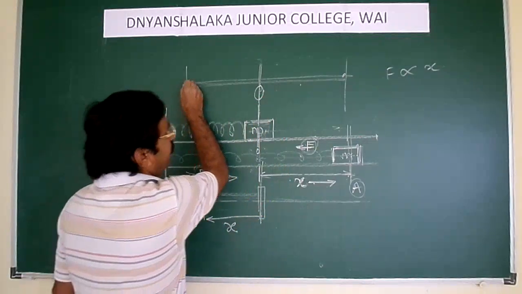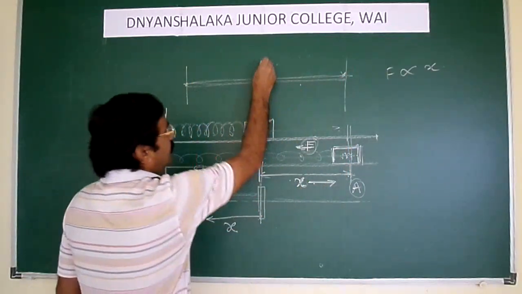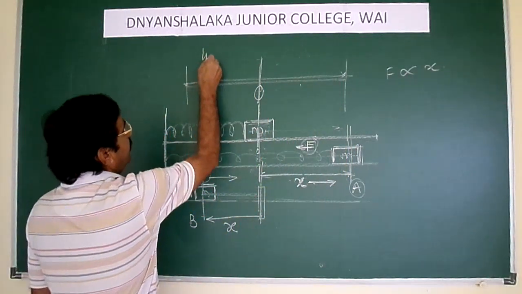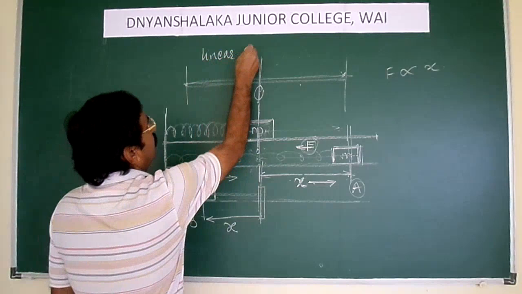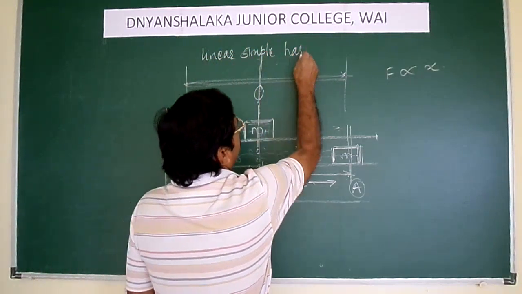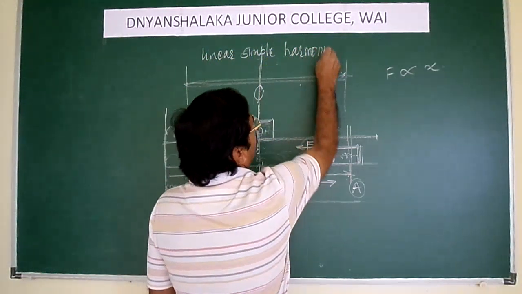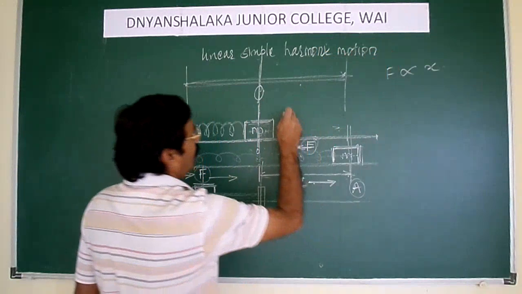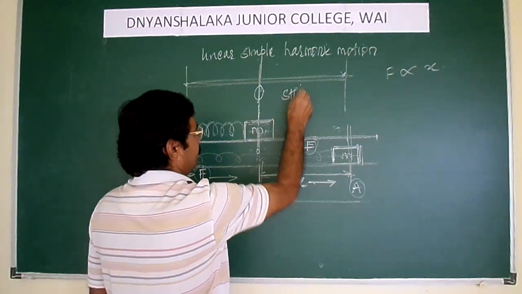A particle oscillates between two extreme positions about the mean position. This is called linear simple harmonic motion, or linear SHM.